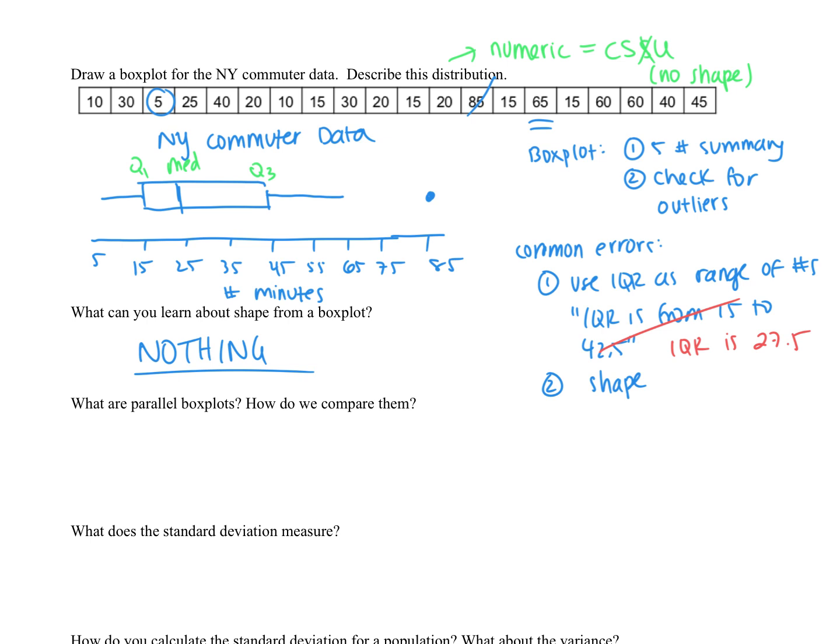Next thing to talk about, parallel box plots. We use these when we are comparing. So in general, you would have something like box plot number 1, and then underneath it, you would have box plot number 2. There's one on top of another. So like if we looked at Chicago commuter time also, maybe we would have New York and then we would have Chicago beneath it. Okay, how do we compare them? Well, it's numeric data. So again, CSSU, except no shape because you can't tell shape from a box plot.